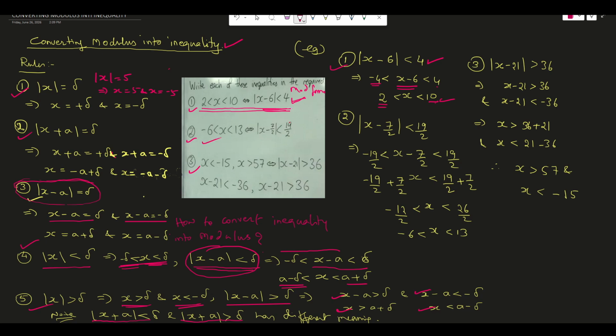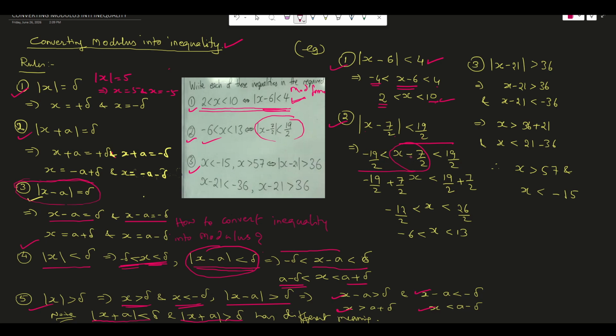The second one will start from this side. Okay, so here is the second one I have written over here. Modulus of x minus 7 by 2 is less than 19 by 2. So let us decode it and bring it in the inequality form. Inside the modulus sign, x minus 7 by 2 will be between 19 by 2 and minus 19 by 2. So I have written here x minus 7 by 2 is less than 19 by 2 and x minus 7 by 2 is greater than minus 19 by 2.